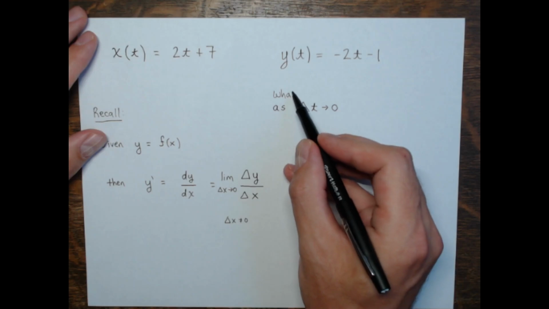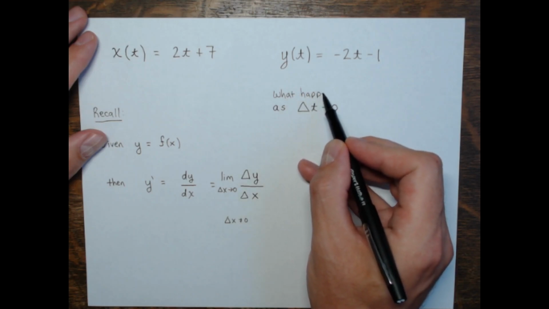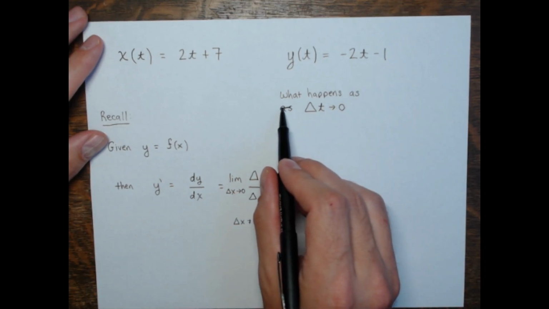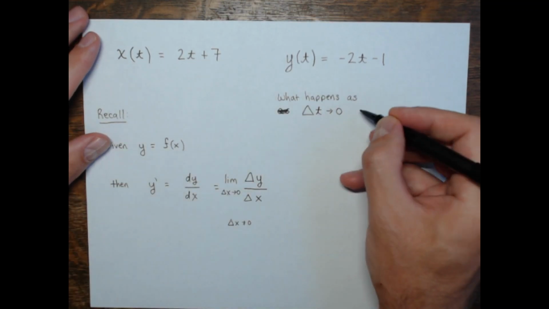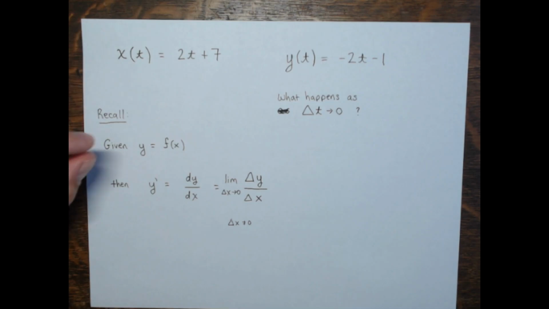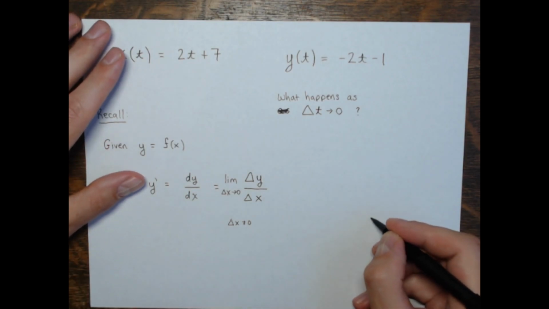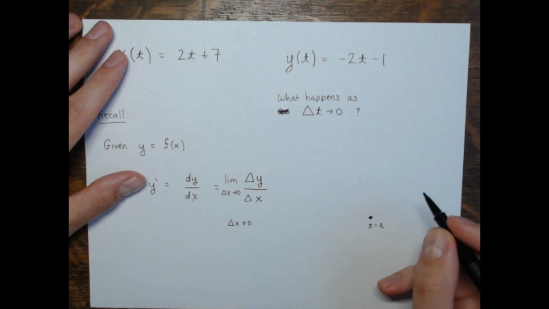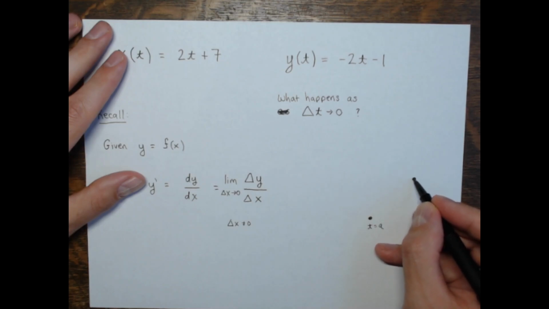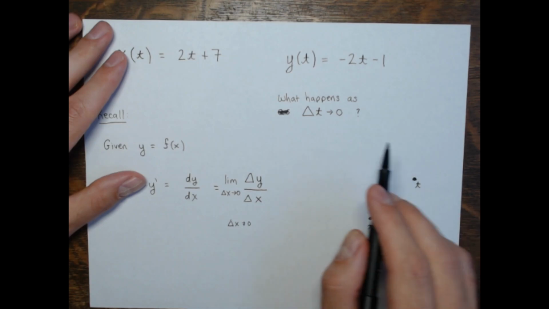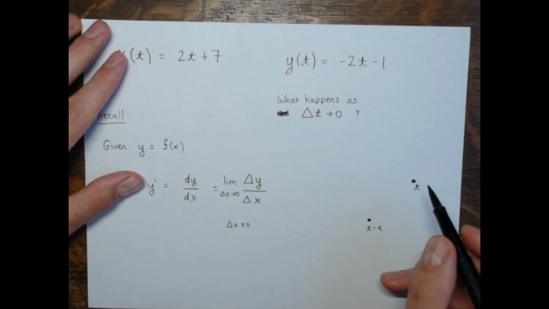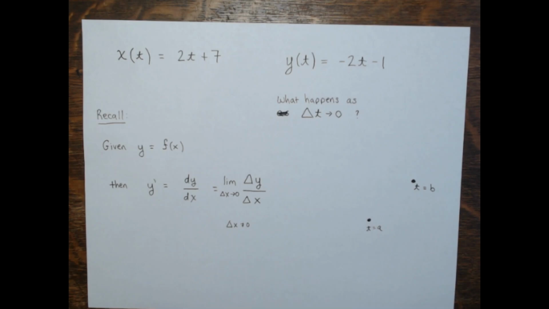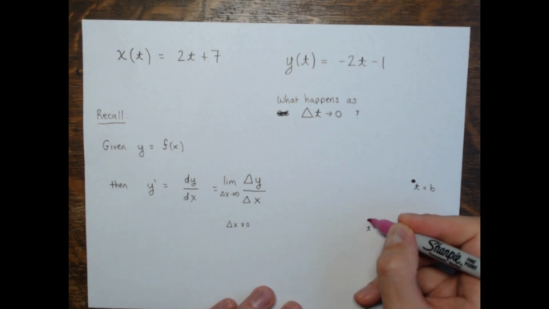So I'll ask that question, right? What happens as delta t goes to 0? So if I have one value of t, I'm at one location on the curve. Say t equals a, and if I'm at a different value of t, so delta t, the change in t, is not 0, say t equals b, then there's some curve being traced out.